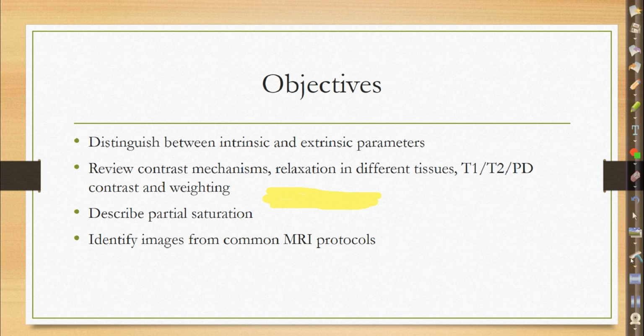All right, so these are our objectives for today. We're going to distinguish between those intrinsic and extrinsic parameters. We're going to review contrast mechanisms. We're going to talk about relaxation of different tissues. We're really going to focus on 3 different types of contrast, and then eventually we'll talk about their weighting, but we're going to be talking about T1, T2, and proton density. And then next unit we're going to be talking about partial saturation, what that means, and then we're going to be able to identify common images from MRI protocols.